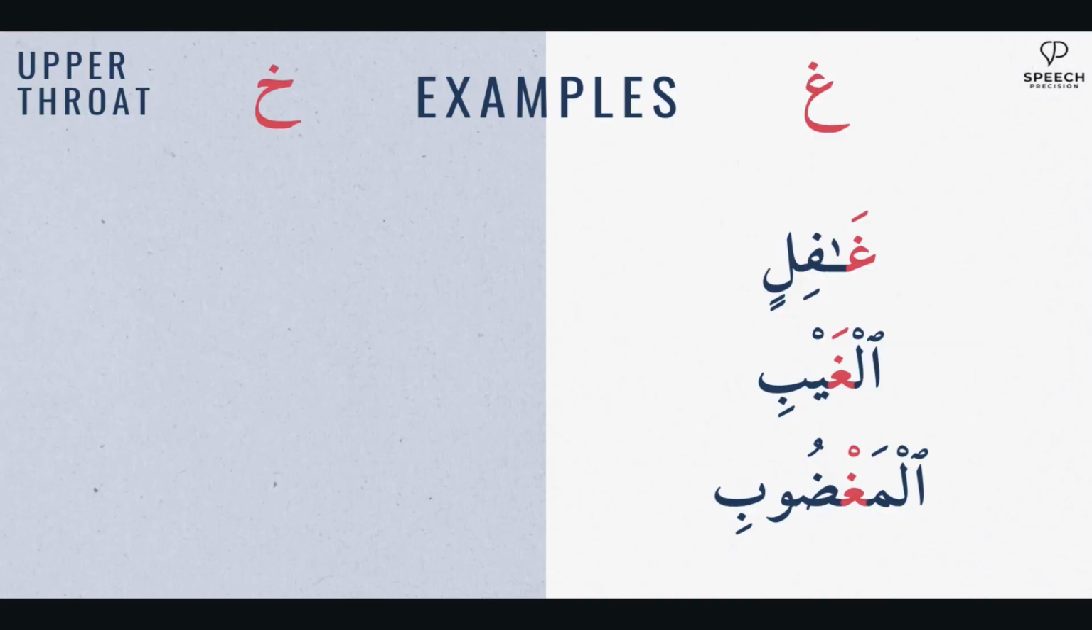All right, now that we know what the ghain and the kha should look like when they're being produced, let's try to use them in words. If you'd like, you can repeat after me.